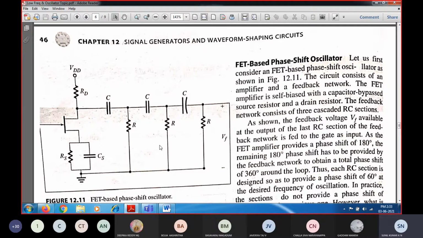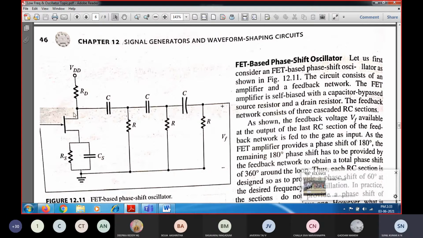The feedback network you are going to use is nothing but an RC phase shift network, with a C and R combination in the feedback network. We also know that since there is the presence of a reactance component, C is dependent upon the frequency. Since it is a common source amplifier with the source resistance in series, this type of amplifier is going to provide an internal phase shift of 180 degrees.